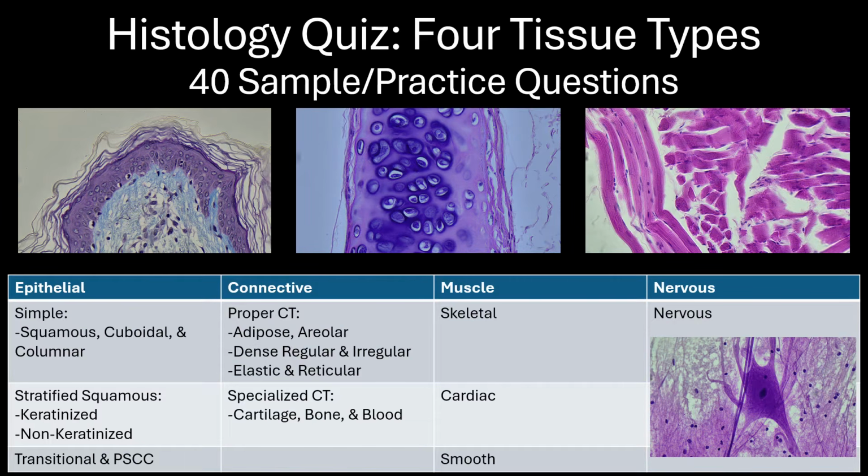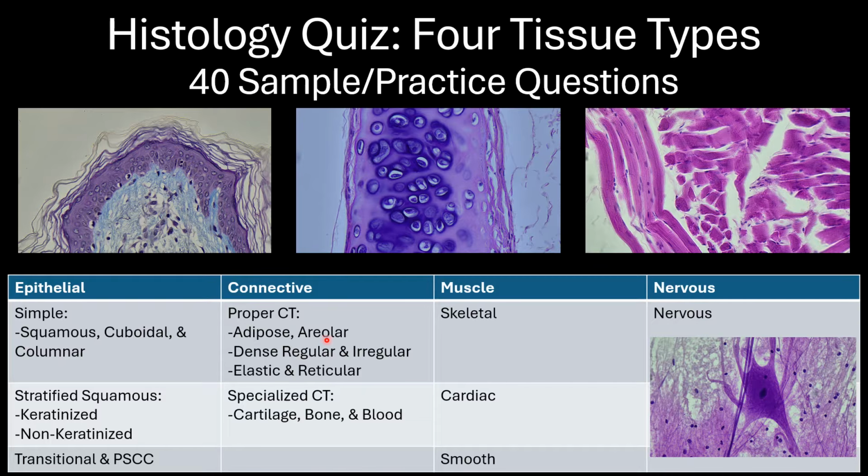This video contains 40 practice histology questions for an introductory histology lab on the 4 tissue types: epithelial, connective, muscle, and nervous. Each question is timestamped below in the description. You'll have the first 10 seconds or so to determine the tissue type before I'll start commenting on how to determine it and give the answer.